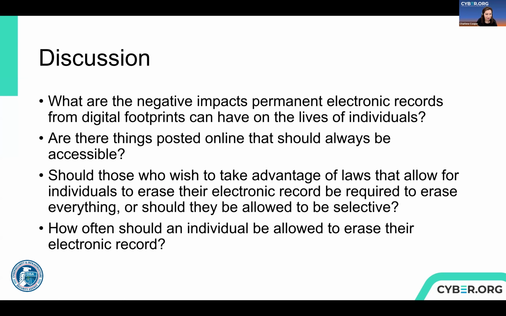Welcome back. We are in the process of closing the breakout rooms. We have one more room that's still meeting.